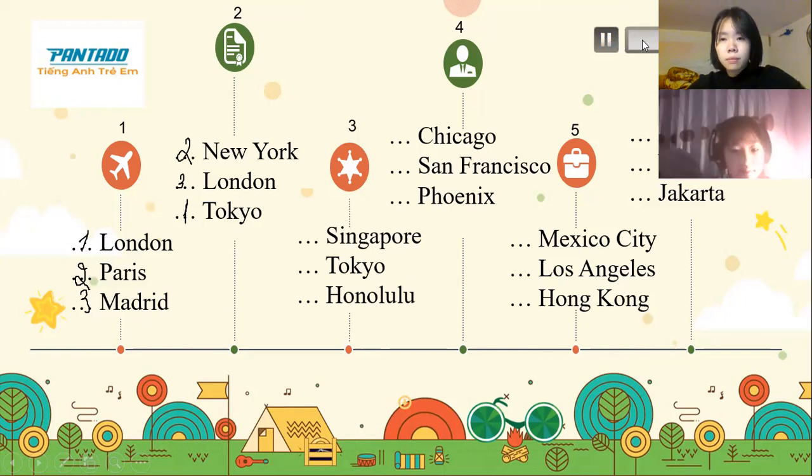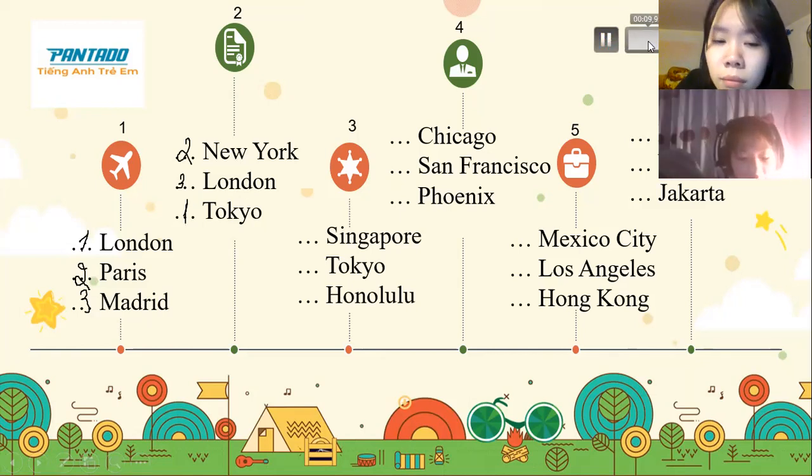3. A 1-mile taxi ride in Singapore costs about £1.50. In Tokyo, it comes to about £5, and in Honolulu, you pay about £3.